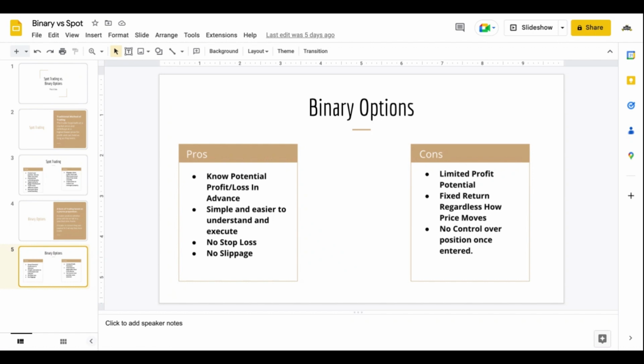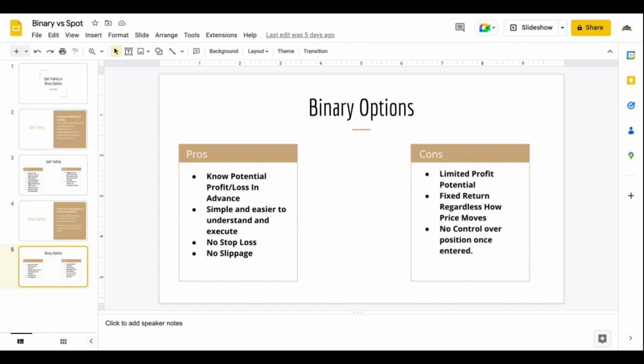And it's a fixed return regardless of how price moves. So with spot trading, you can make money by the pip, but on binary options, however much it says that your payout is going to be, you can't make any more than that. No matter if the market spikes and goes 100 pips, 1,000 pips in your direction, it doesn't matter. You're only going to make how much your investment payout is.